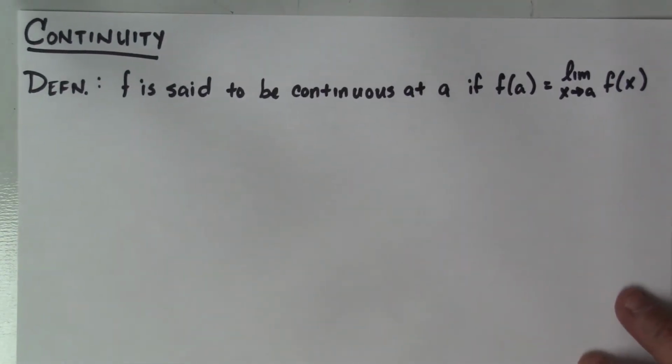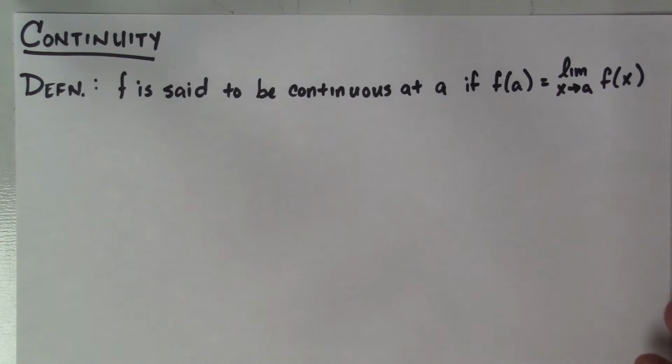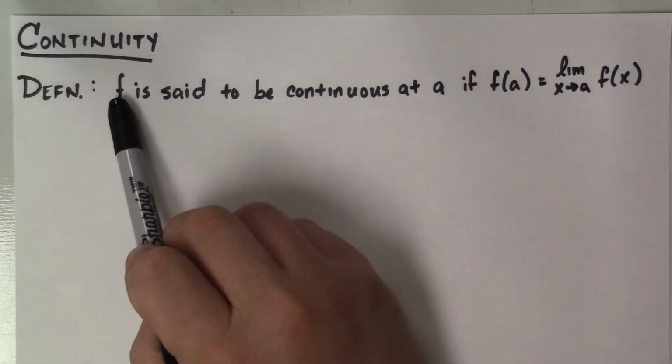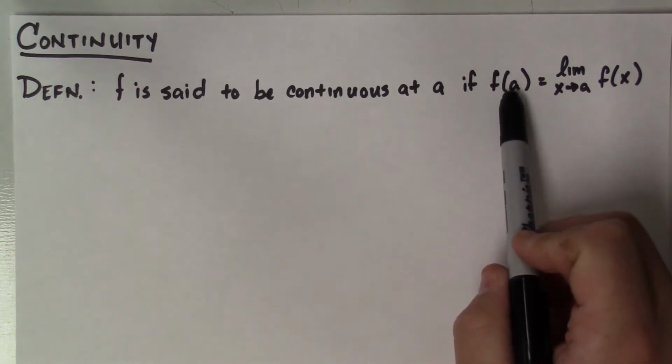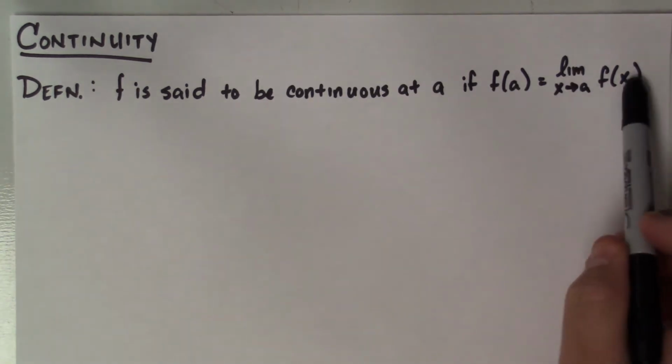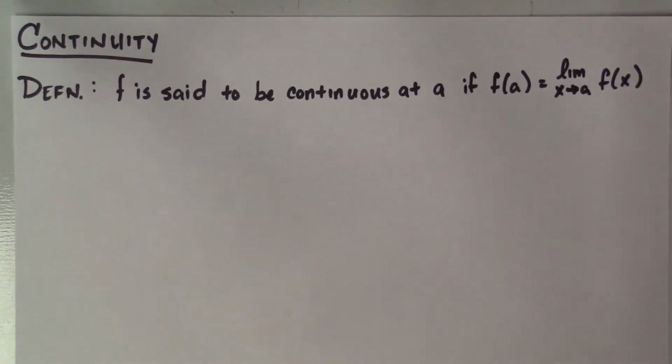Today we are starting section 2.6 on continuity, and I want to start with the definition of what it means for f to be continuous. If f is a function, we say that it is continuous at a if f of a equals the limit as x goes to a of f of x. And this comes from the definition on page 80 in your textbook.